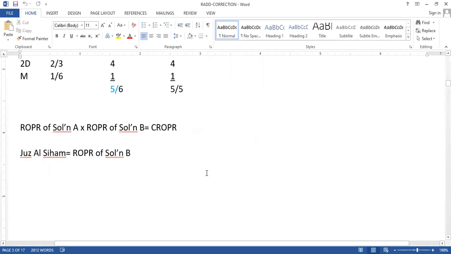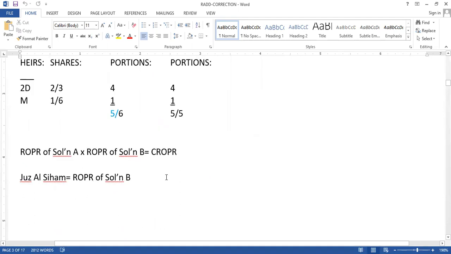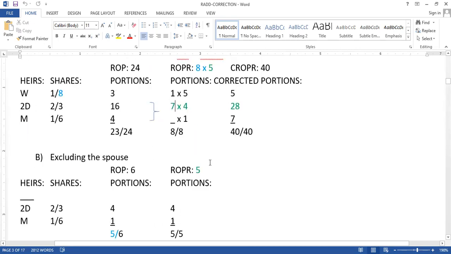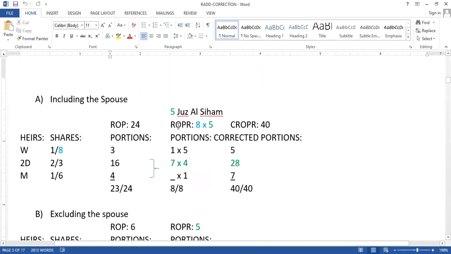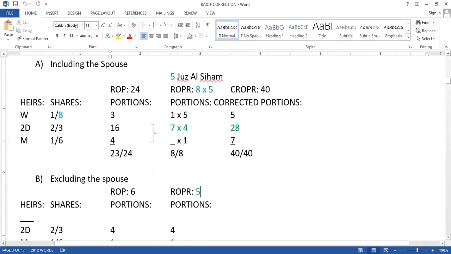So, the same din, pwede rin naman na gagamit tayo ng Joseph, no? So, ang ating magiging Joseph is itong 5 sa baba. Okay, ayan, kaya nga may Joseph tayo dyan. So, 8 times 5 is equals to 40. So, ganun din, dahil nag-Joseph tayo dito ng 5, so i-multiply lang natin yung share ni wife ng 5. So 1 times 5 is equals to 5.